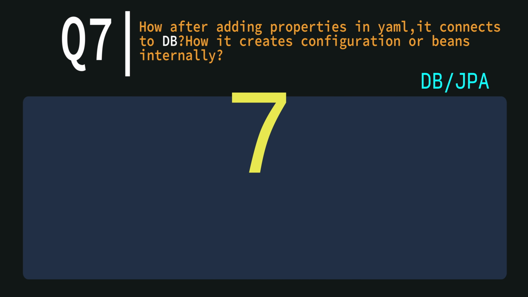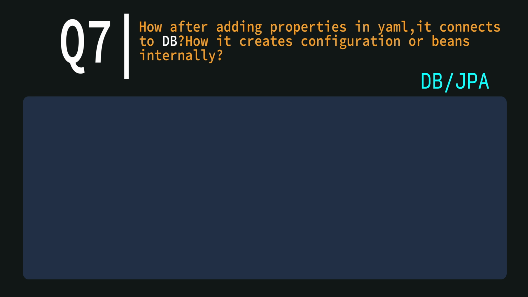Actually, it's a follow-up question. How, after adding properties in YAML, does it connect to the DB? How does it create configuration or beans internally? In the fifth question, we have seen that we add the dependencies, then we provide the database connection properties to the data source through the application properties or application YAML file, right?